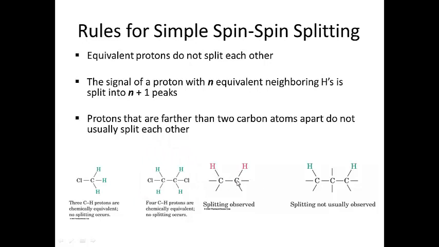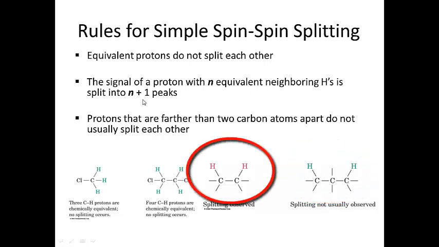When protons do split, they're on adjacent carbons. So here's a carbon next to it, and the hydrogens on those carbons will feel each other's magnetic field. When that happens, that's when they split one another. And so you would definitely see splitting here. In this case, the protons are more than 2 carbons apart, so there's not going to be any splitting here.